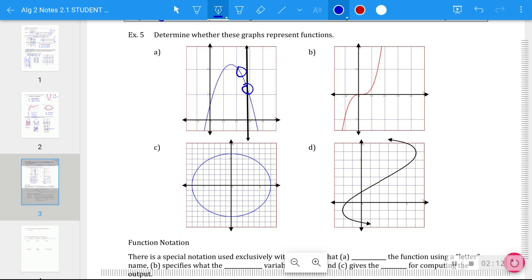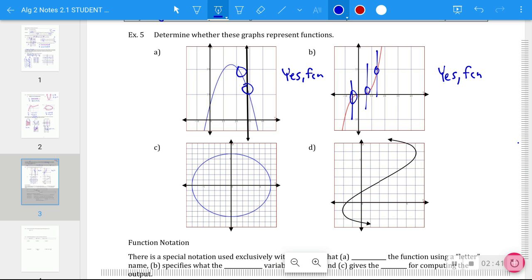So what you do if you don't have a tablet where you can move the line over is you just draw vertical lines here like this. Hang tight. Let me do a better job with that. And it hits once, hits once, hits once. If it only hits once, it's a function. So both of these you're going to label yes. This is a function. And the one on the right here, yes, this is a function.